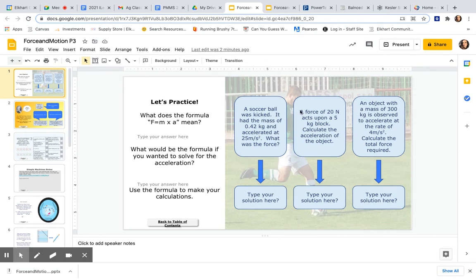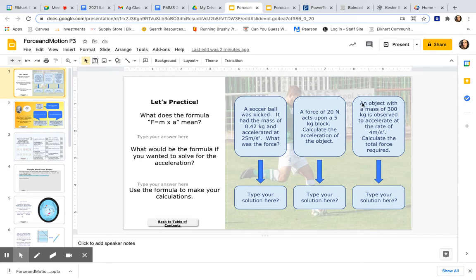here. Same for this. A force of 20 newtons acts upon a 5 kilogram block. Calculate the acceleration of the object. So you will use your mass and your force to equal acceleration. So a equals f divided by m.